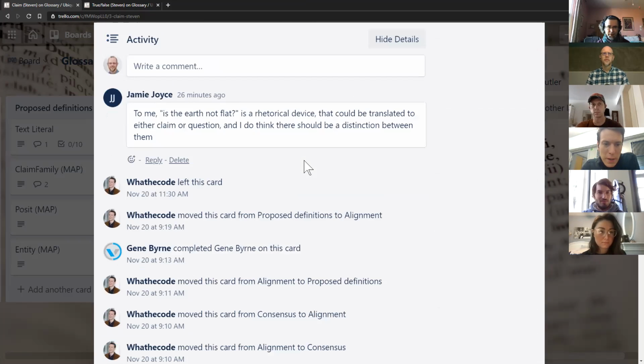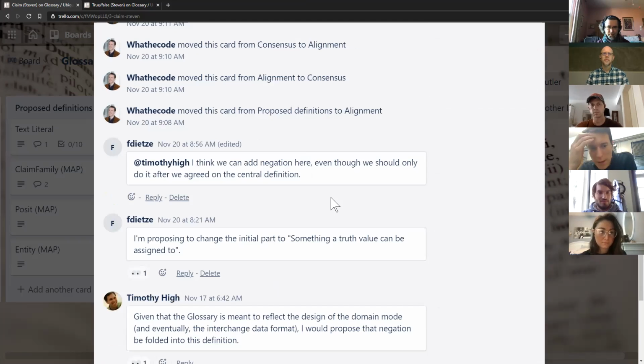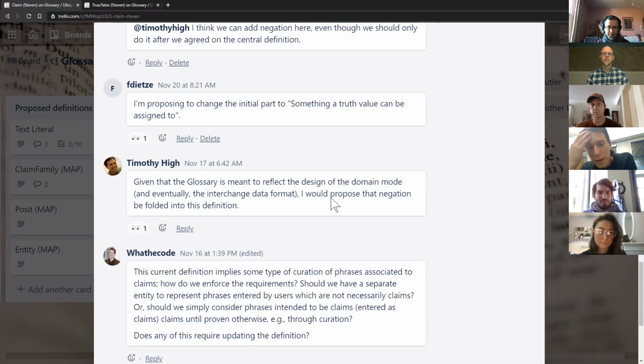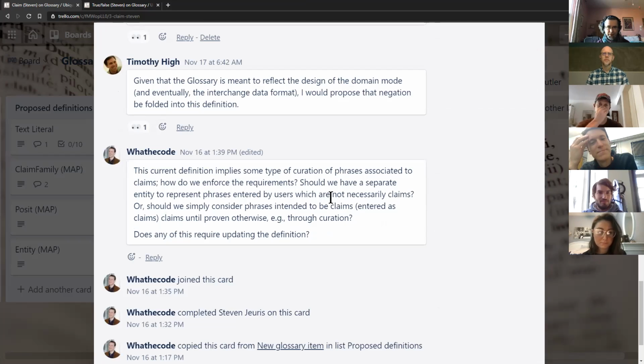The current definition implies some type of curation of phrases associated to claims. How do we enforce the requirements? Okay, one second. When you say assertion of truth, it's assertion of truth of what? It's of a situation, right?